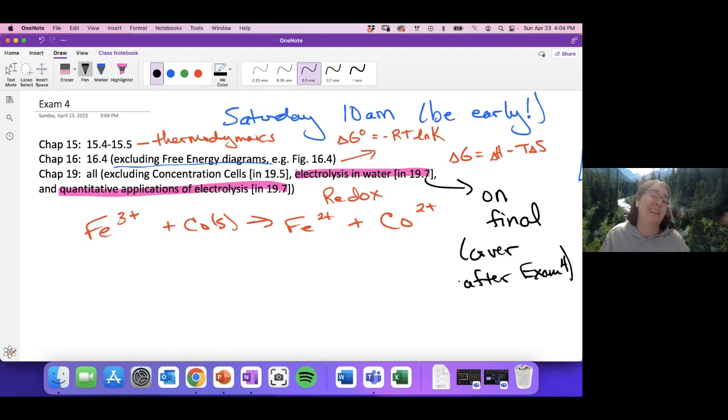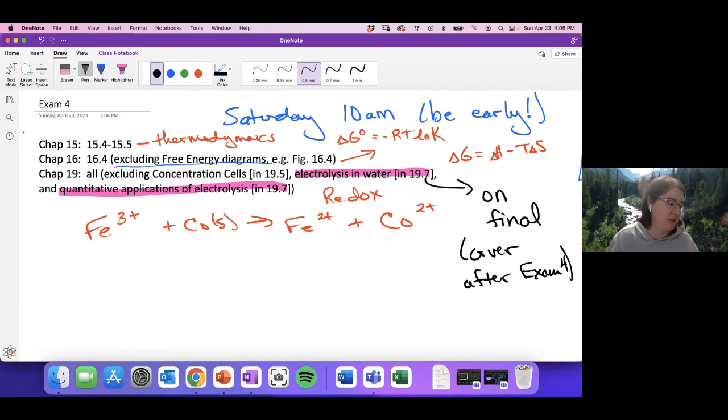The other 2 topics that I've highlighted in pink, the electrolysis in water, as well as the quantitative applications of electrolysis, we will put on the final exam, but we're going to cover them after exam 3. So if you do come across any questions about those, it's kind of nice to put a little asterisk, a little star by it, and do it not next week, in 2 weeks. So still, they're good questions to do, but not for exam 4. They're good for the final. So hopefully that gets us a little bit of information to get started.